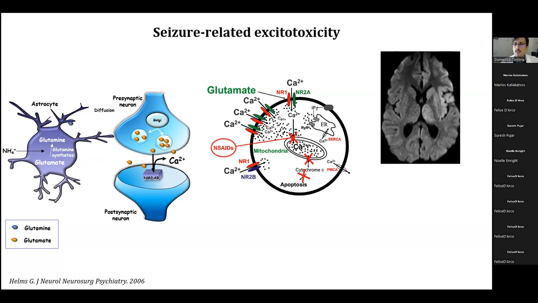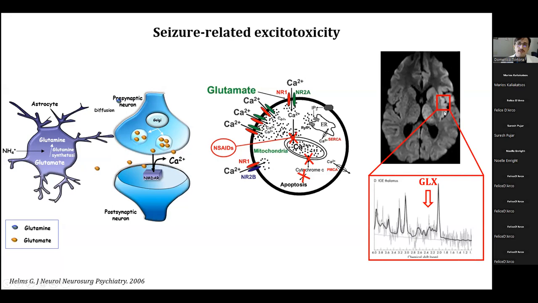And we can use the diffusion weighted image to see the restriction of diffusion in the affected region of the gray matter, related to a reduction of the extracellular space that reduces the diffusivity of water in the extracellular space.